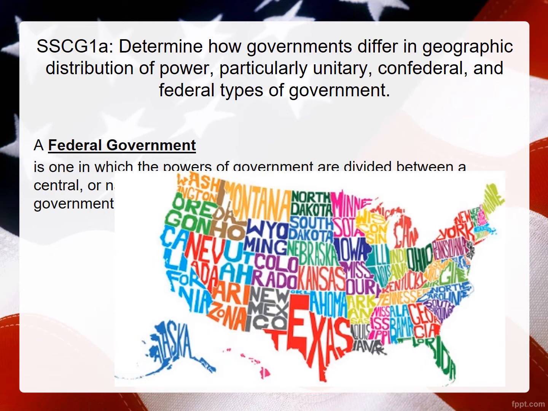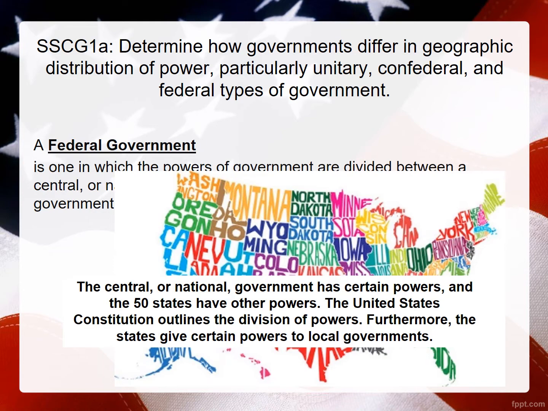In a federal government, the power within the country is shared between the federal or national government and state governments. Just as we said, the central national government has certain powers, and the 50 states have other powers. The United States Constitution, the rule of law and our set of rules that we use to govern our country, outlines and gives what that division of powers is.